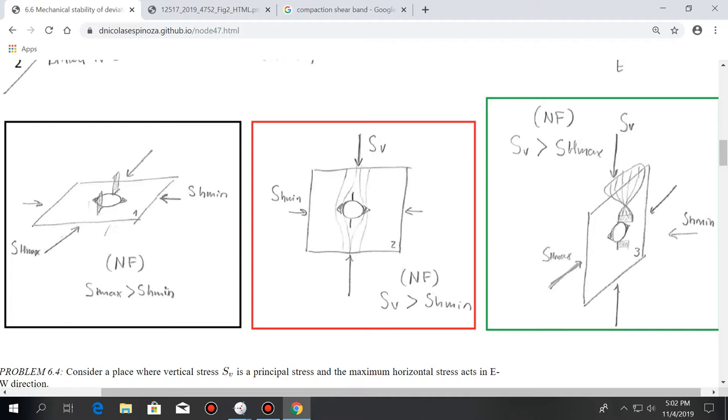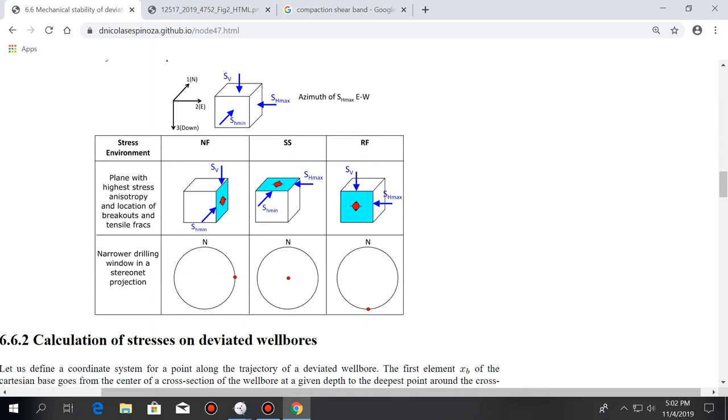If we had a reverse or a strike slip stress regime, the breakouts would happen on top and bottom of the wellbore, not on the sides. Okay, so you can take a look at that here, but this is what you have to do after that.